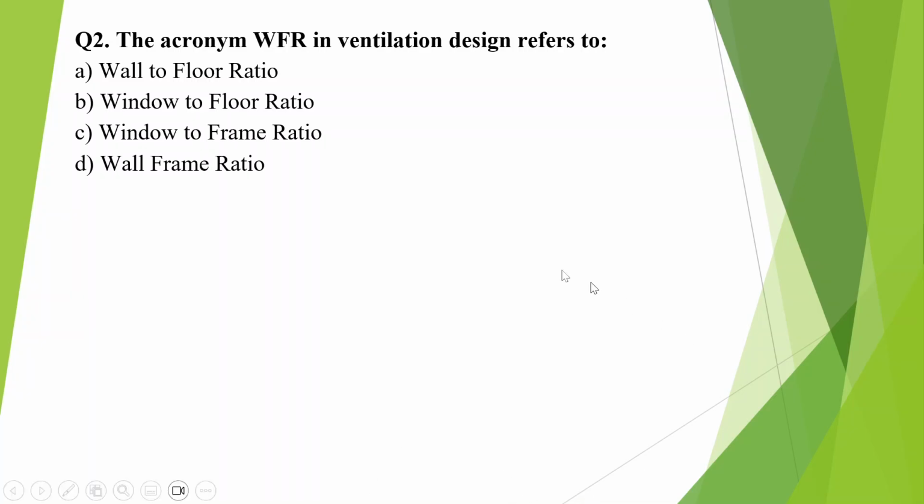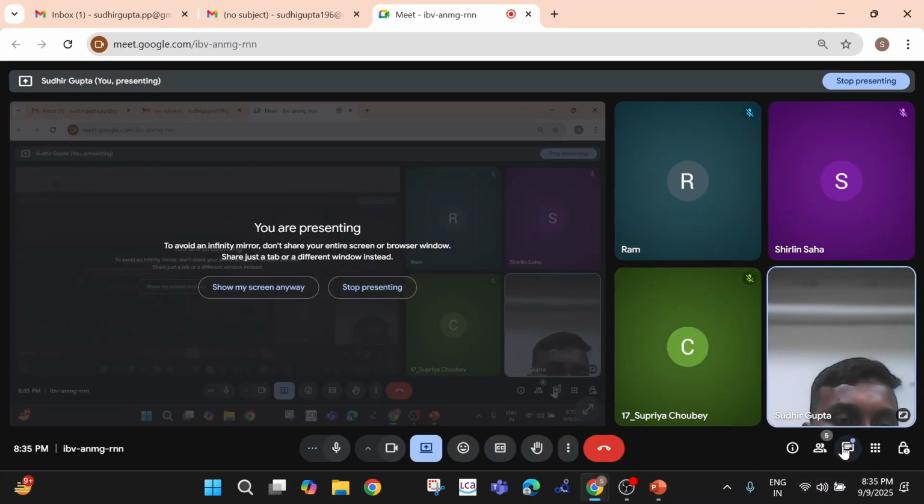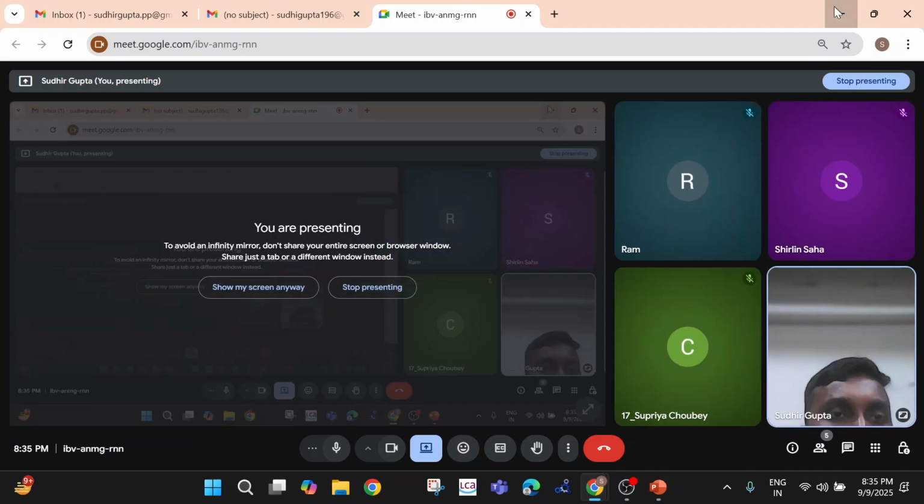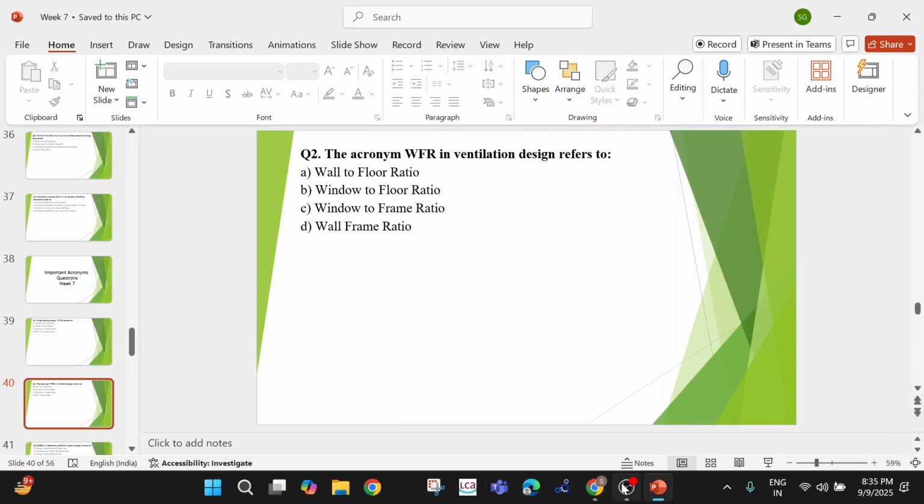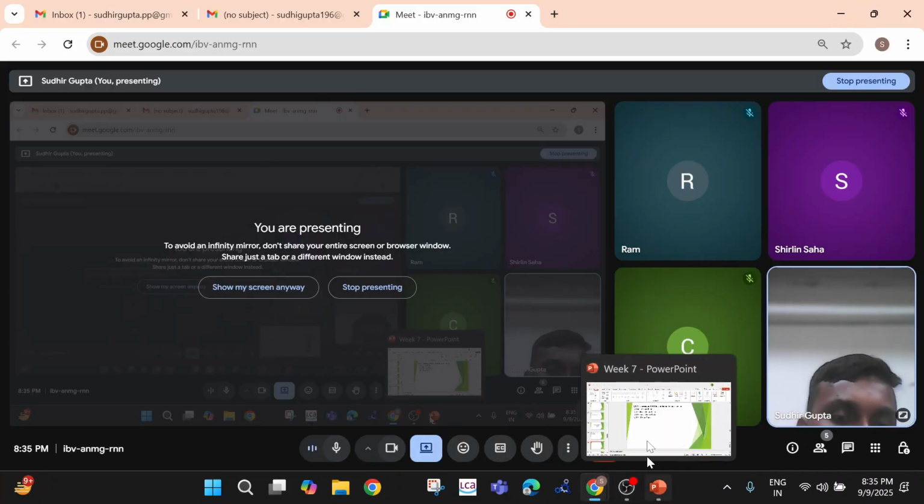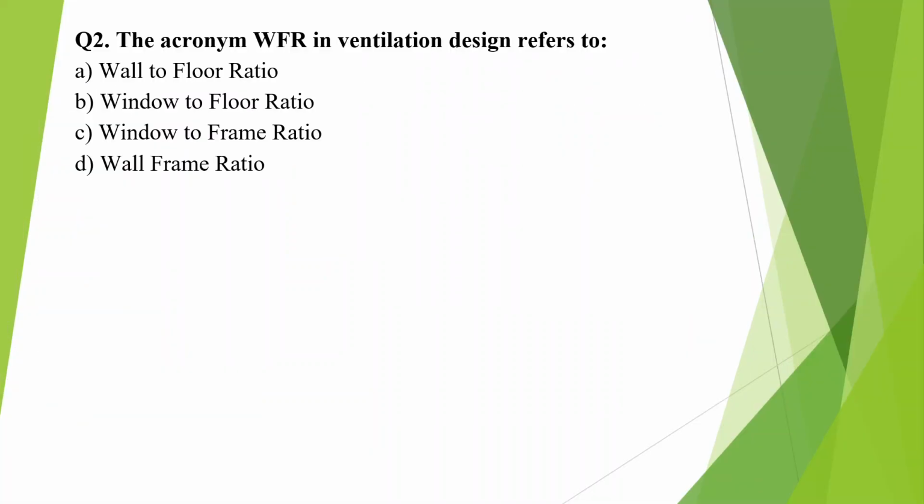These all are very, very straightforward questions, so I'm not wasting much time on them. If you know the answer, then yeah, 2B. You can easily hit the option, and if you don't know the options, then you can revise and practice again and again with us and during the lectures. This WFR refers to the window to floor ratio, option B.